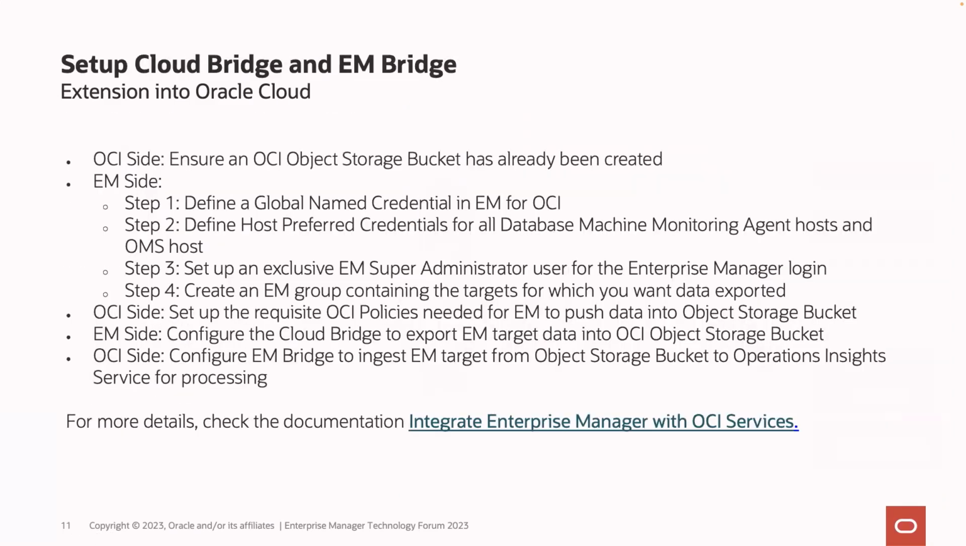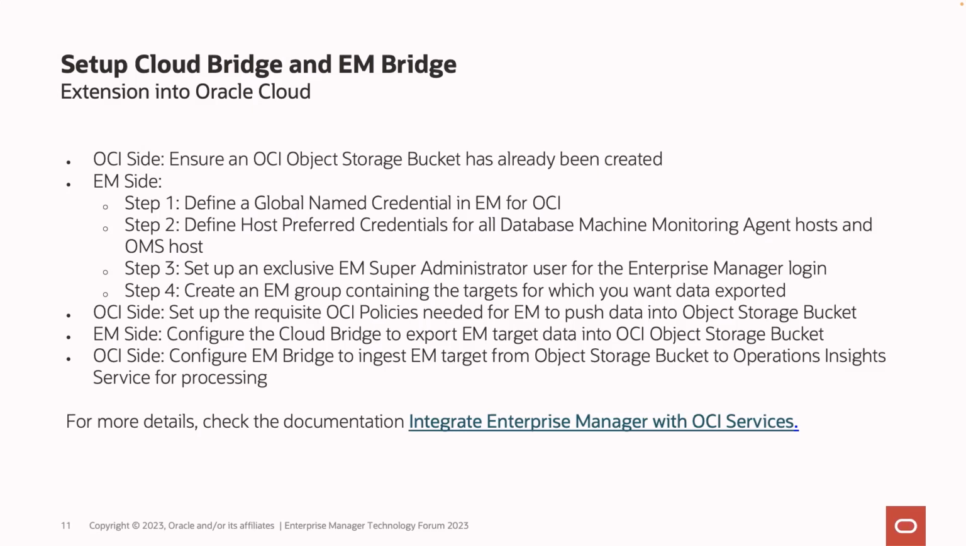Now, just to quickly touch base on the actual steps of setting up a Cloud and EM Bridge for this process, one has to go through a sequence of steps on the Oracle Cloud side as well as on the Enterprise Manager side. At a high level, without going through all the details, the user needs to set up an OCI object storage bucket in their tenancy and set up necessary policies for the EM instance to communicate efficiently with their OCI object storage.